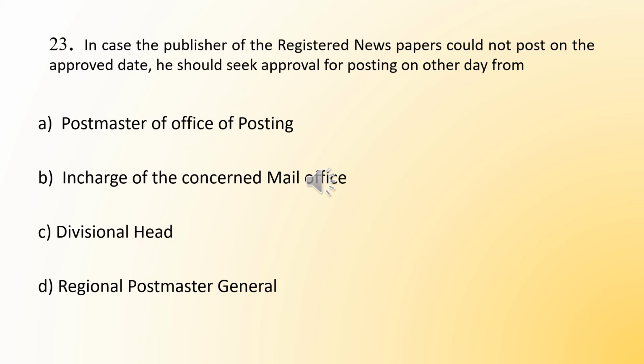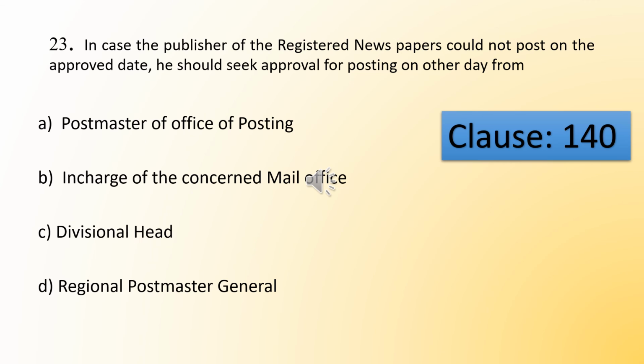Question number 23. In case of publisher of the registered newspaper could not post on the approved date, he should seek approval for posting on other day from. Option A, postmaster of the office of posting. Option B, in charge of the concerned mail office. Option C, divisional head. Option D, regional postmaster. The correct answer is option C, divisional head.